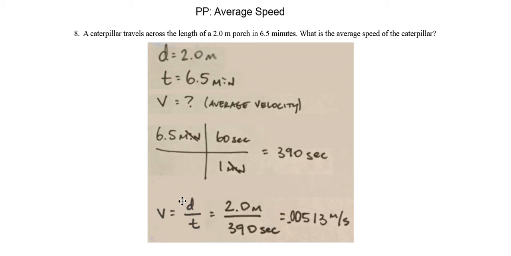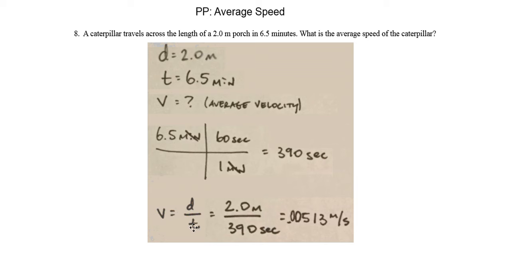So we know that v equals d over t. But we first of all got to go from 6.5 minutes into seconds, because we always want our timing to be in seconds, our distance to be in meters, and our velocity to be in meters per second. So we do our conversion here and make sure that the units are going to cancel each other out. So we're left with 390 seconds.